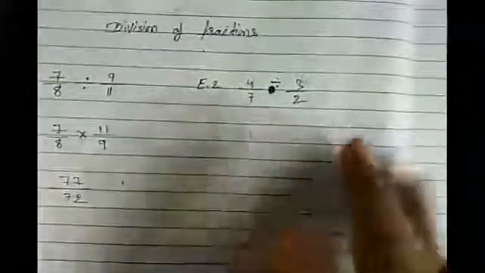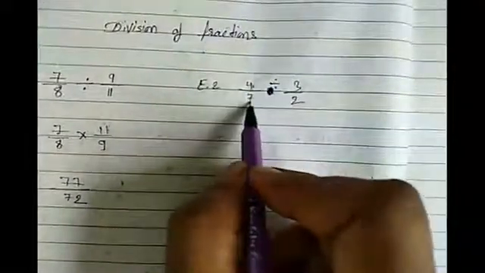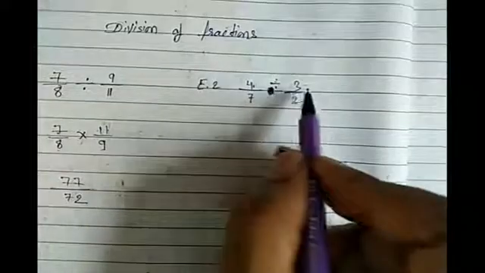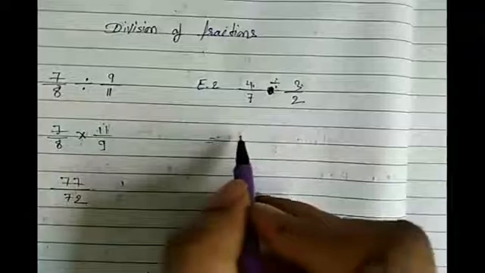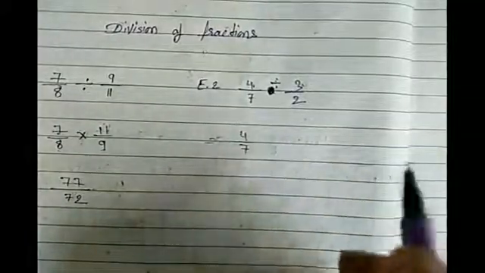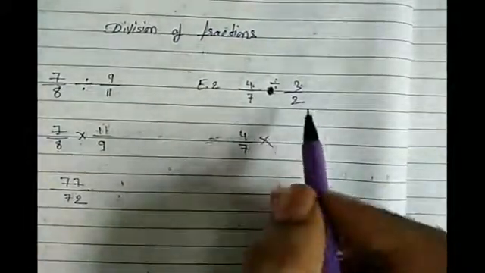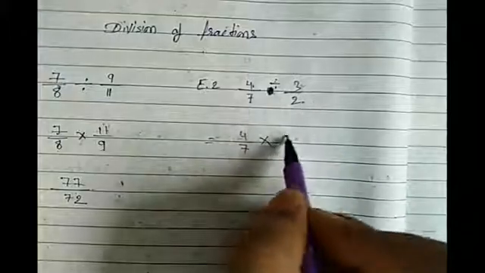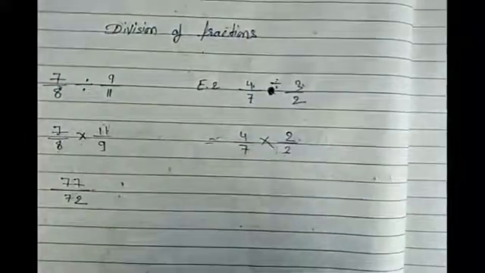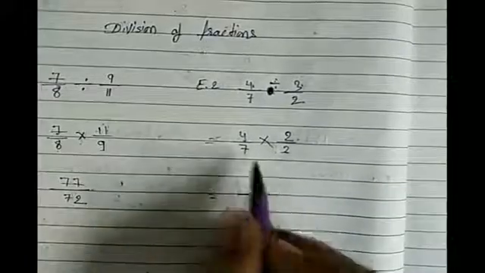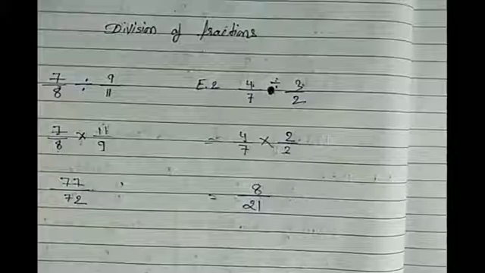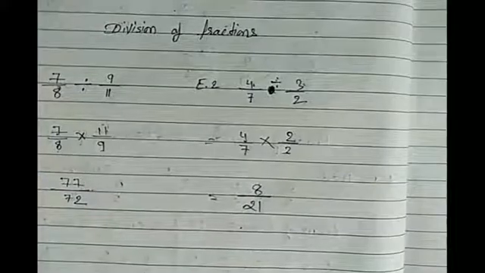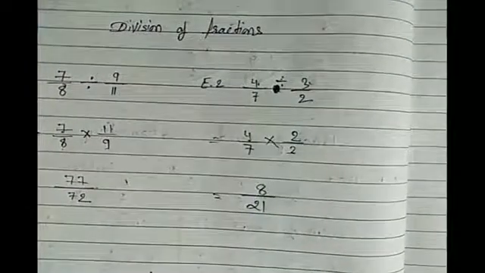One more sum, 4 upon 7 divided by 3 upon 2. The method is the same: write 4 upon 7, sign of multiply, reciprocal of 3 upon 2 becomes 2 upon 3. Multiply, 4 twos are 8, 7 threes are 21. In this way, we can divide the fractions.